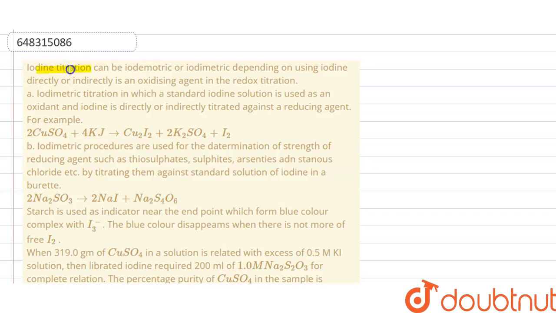Hi everyone, let's see today's question. Your question is: iodine titration can be iodometric or iodimetric depending on using iodine directly and indirectly as an oxidizing agent. In redox titration, first is iodimetric titration, in which standard iodine solution is used as an oxidant. Iodine is directly and indirectly titrated against a reducing agent.